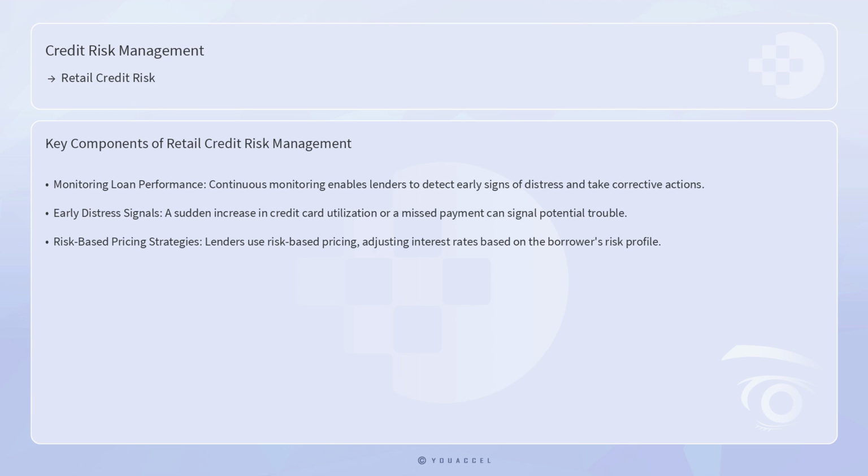Another crucial aspect of retail credit risk management is the monitoring of loan performance. Continuous monitoring enables lenders to detect early signs of distress and take corrective actions. For instance, a sudden increase in credit card utilization or a missed payment can signal potential trouble. Lenders often use risk-based pricing strategies to manage credit risk, adjusting interest rates based on the borrower's risk profile. Higher-risk borrowers are charged higher interest rates to compensate for the increased likelihood of default.